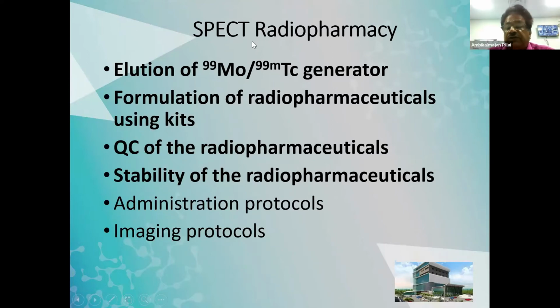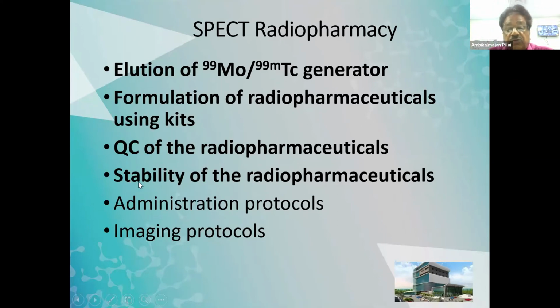In SPECT radiopharmacy, what do we do? We have this molybdenum technetium generator. We can simply put in a vial and we can get the pertechnetate. Then we can do the formulation of radiopharmaceutical using the kits, and a large variety of kits are available from either BRIT or outside. Then we are mandated to do a small quality control of the radiopharmaceutical before injection. If the kit is not that good, the radiopharmaceutical need not be good. So a small quality control of the radiopharmaceutical is mandated.